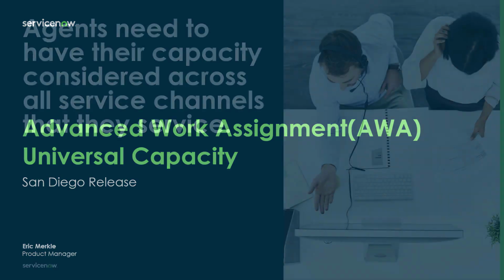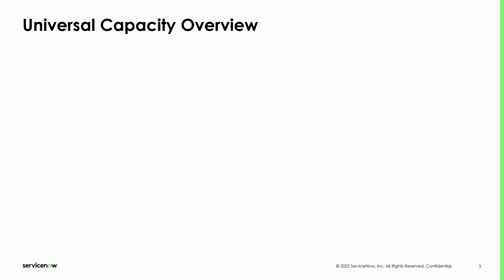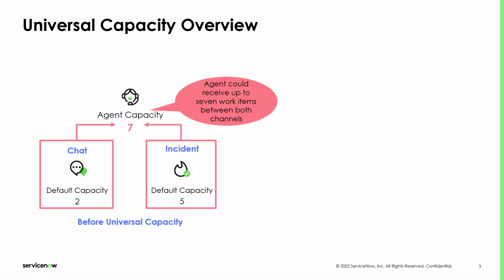So let's get started. The problem we're trying to solve is that agents need to have their capacity considered across all channels they work. So let's talk about the capability before. In this case, we have two channels, one chat and one incident. They both have capacity set on them. The chat is set to 2 and the incident is set to 5. This means an agent will receive work items of up to 5 from the incident and 2 from chat, for a total capacity of 7.